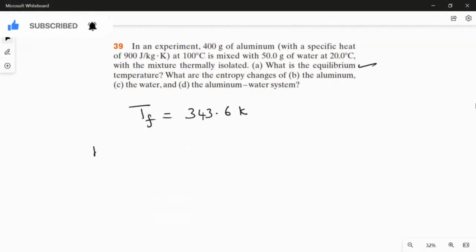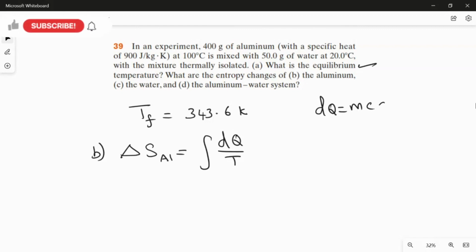Now I'm going to solve part B. Here we are going to find the entropy change for aluminum. The entropy change is denoted with the letter delta S, where S stands for entropy. For this, we are going to use the formula, the integration of dQ over T, where dQ is nothing but the amount of heat energy absorbed, that is m c dT. I'm going to use this formula here for aluminum.